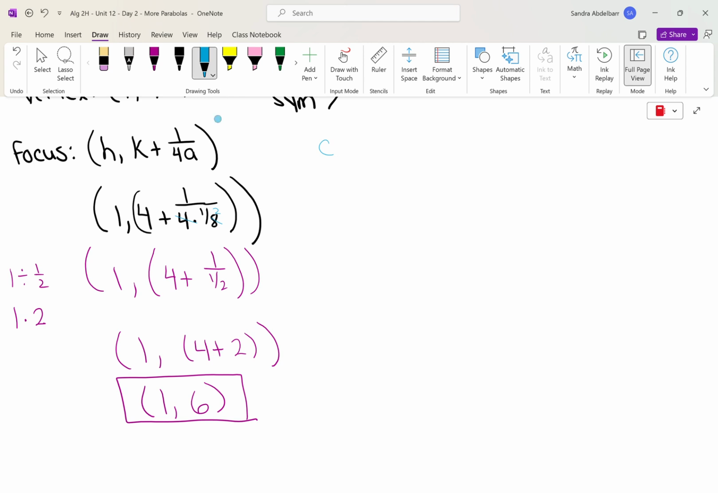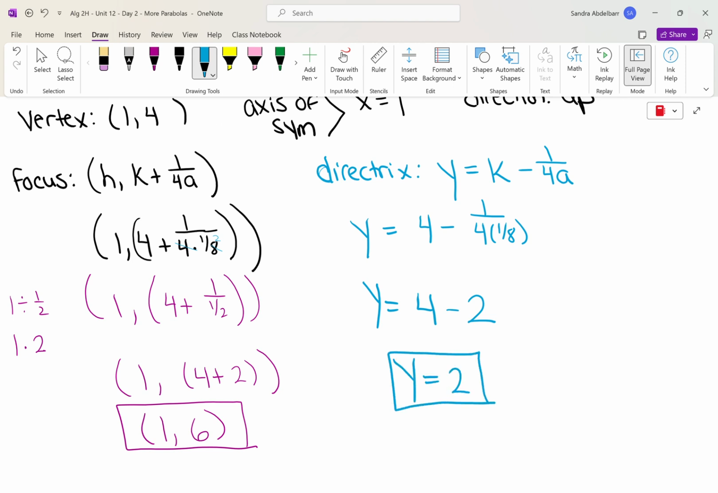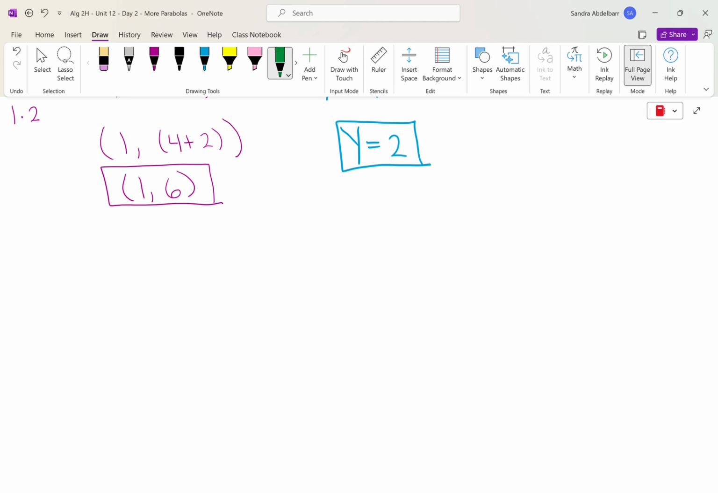All right, now let's talk about the directrix. And to find the directrix, it's a line, so it's going to be y equals k minus 1 over 4a. So here I'm going to have y equals, go back, what's my k? My k is 4. So 4 minus 1 over 4 times 1/8. Well, didn't we just do that whole 1 over 4a thing? We just did it, and what did we get? Wasn't it 2? So we're going to do that again. So we have y equals 4 minus 2. So y will equal 2. We're not done. I want to find the length of the latus rectum.